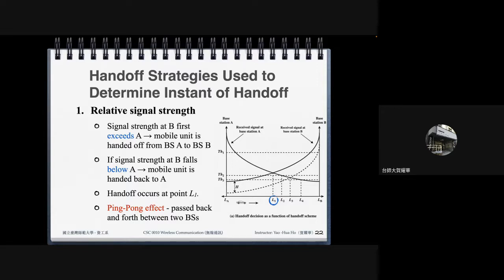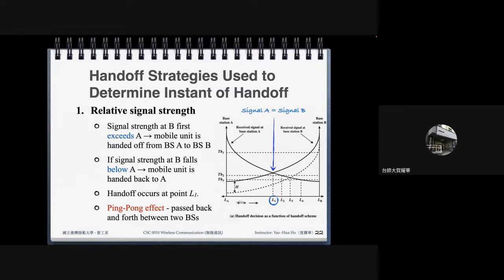At location 1, if you look at the figure on the right side, is where you hand off between A and B. However, the problem with relative signal strength is that you will create what we call a ping pong effect, where you pass back and forth between two base stations. If one is stronger than the other, it switches back; if the other is stronger, it switches forward. So you will get that ping pong effect.